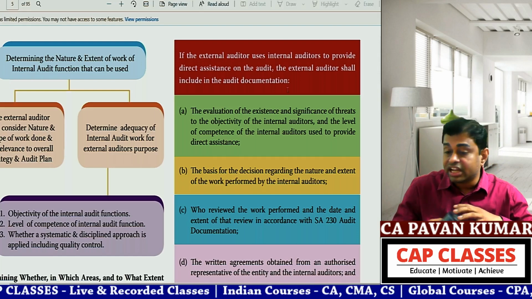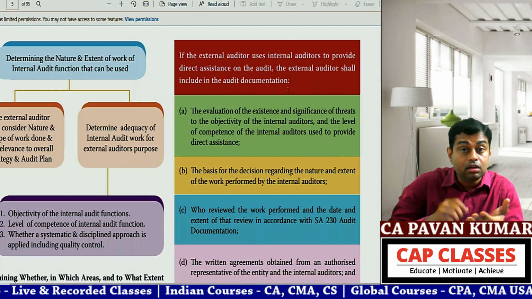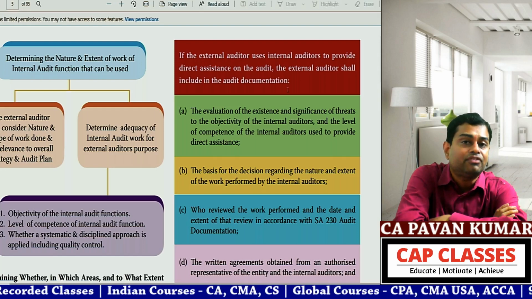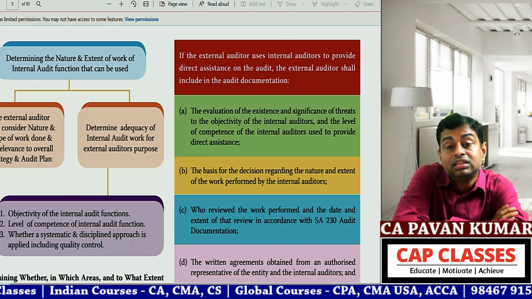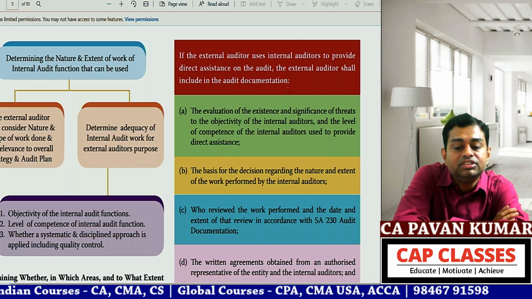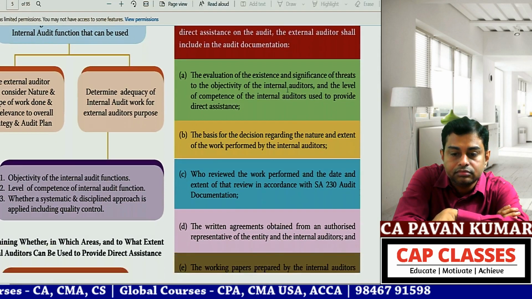Wait, tell me the keyword. These keywords are to be scribbled on a separate note so that it becomes short notes for your easy reference and revision. Underline: threats to the objectivity. Threats to the objectivity. Level of competence.